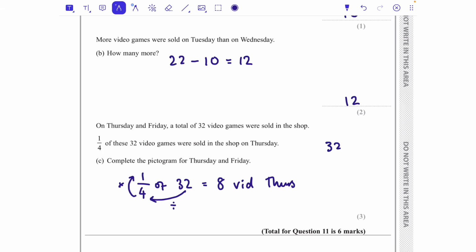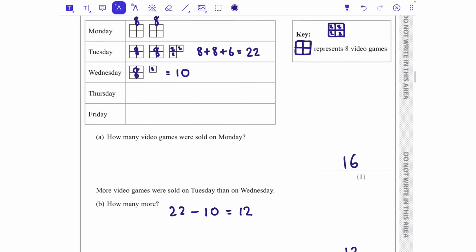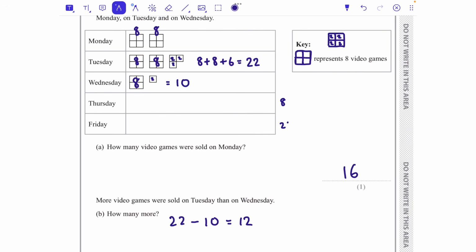So 32, take away 8. Again, we've got more on the floor, so let's borrow from next door. 12 take 8 is 4, 2 take nothing is 2. So 24 on Friday. So we've now got to do 8 on Thursday and 24 on Friday. So this needs to be 8 and this needs to be 24.